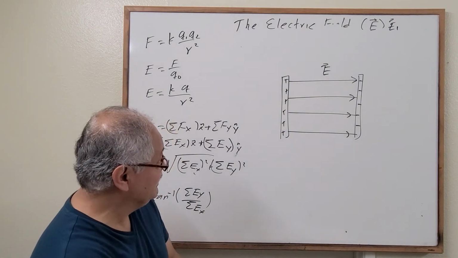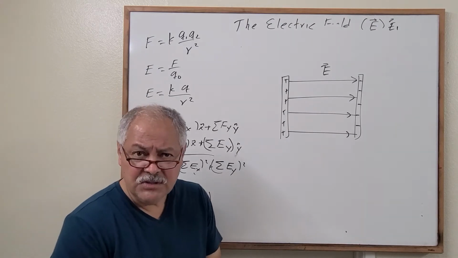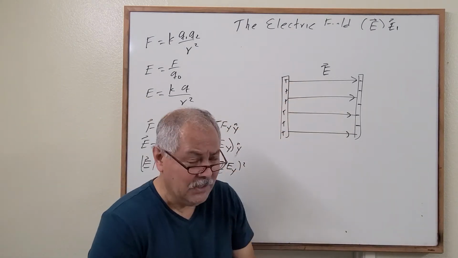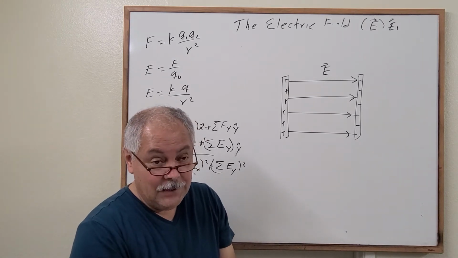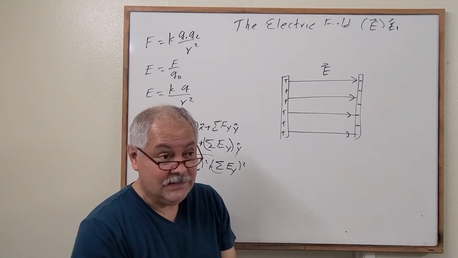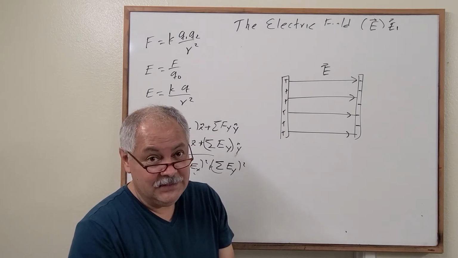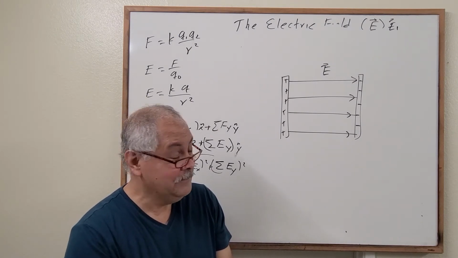It's a constant electric field. How can we know it's constant? Well, because the lines are parallel. When we have a field and the lines are parallel, the same kind, the field in this case is constant.